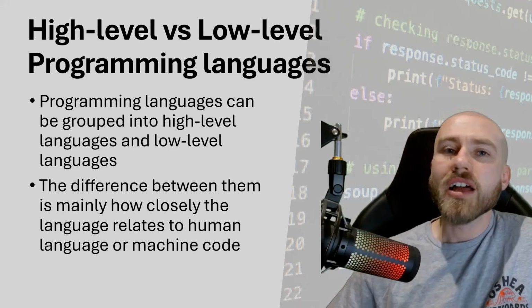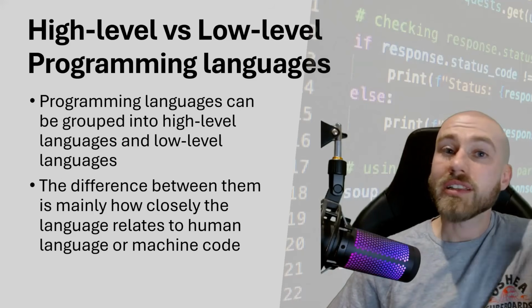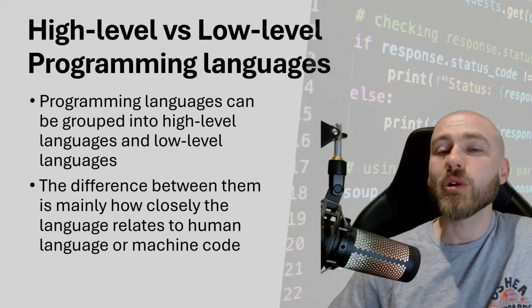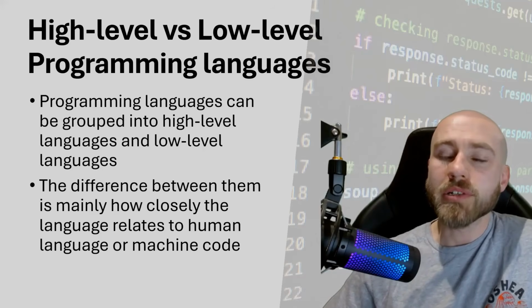Low-level languages, however, are not close to human language. They're either going to be machine code, which is just binary, or something like assembly language, which we'll look at in a minute, and they are very hard for people to understand.